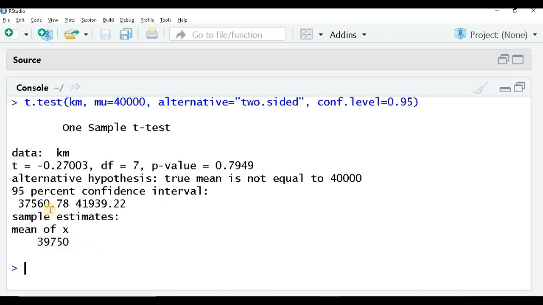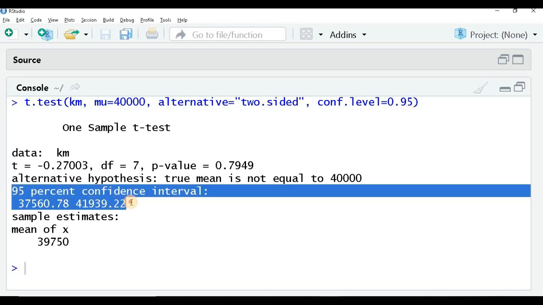I'll give you another reason. See, when you are working at 95% confidence level, the mean value could lie between any of these two values, 37,560 to 41,939. So when this is the range of values for your sample mean, in such circumstances you cannot reject your null hypothesis. Fine.